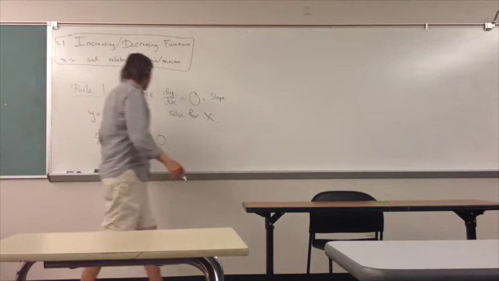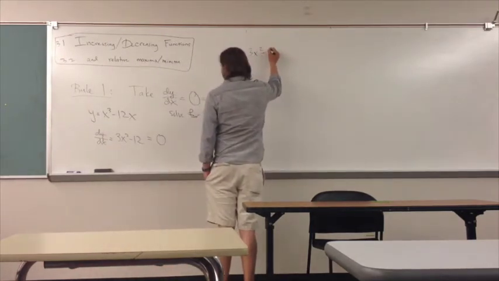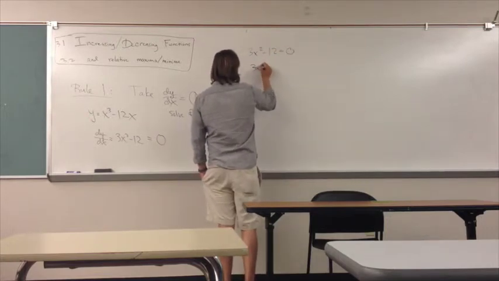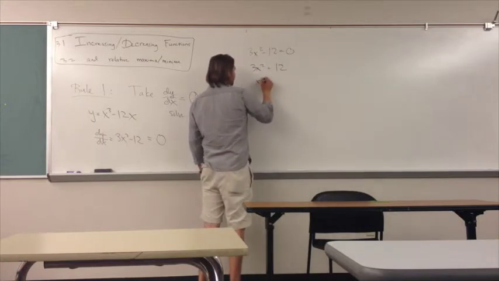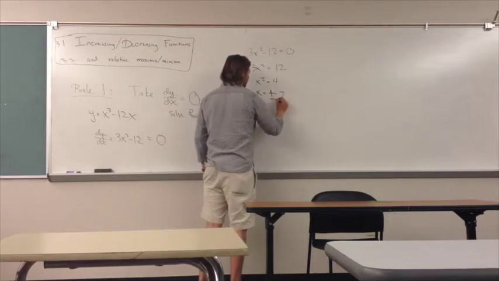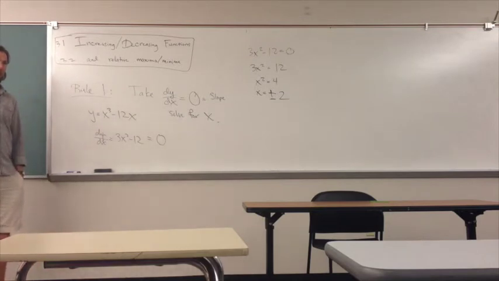So when is the slope 0? The slope is 0 when 3x squared minus 12 equals 0, which is when 3x squared equals 12, which is when x squared equals 4, which is when x is equal to plus or minus 2. Okay?